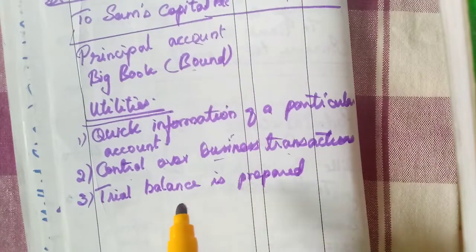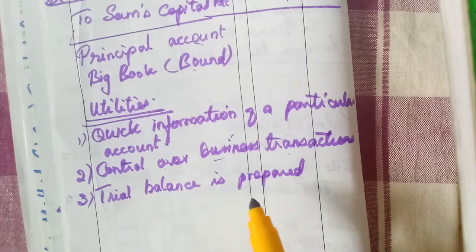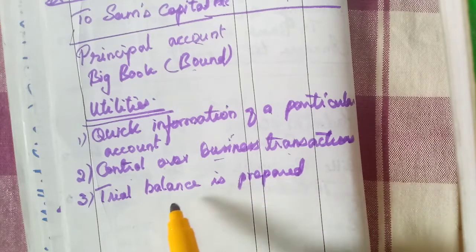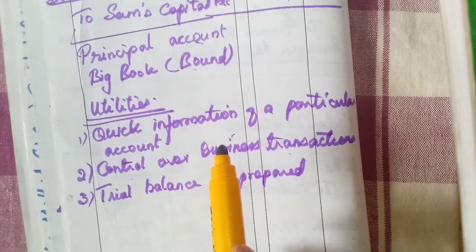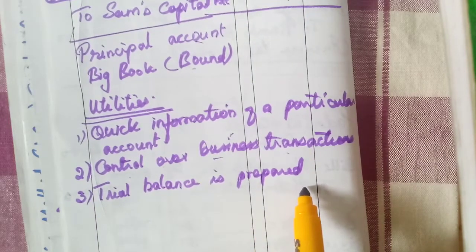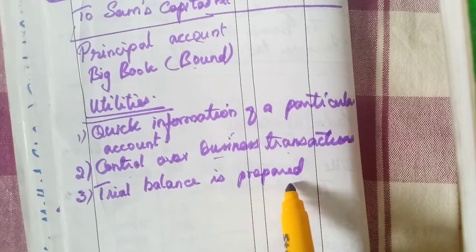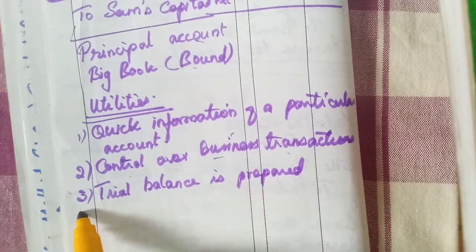Each account's balance will be written separately, either on the credit side or debit side. If it is a debit balance, we have to write it on the debit side. That we will learn later. So from this ledger account only, trial balance will be prepared, because trial balance is the basis to prepare the financial statements.